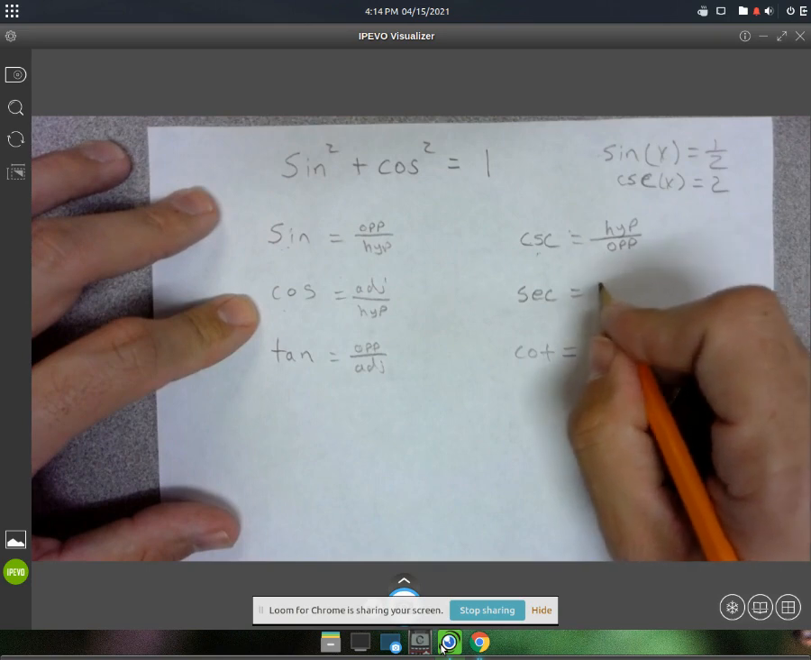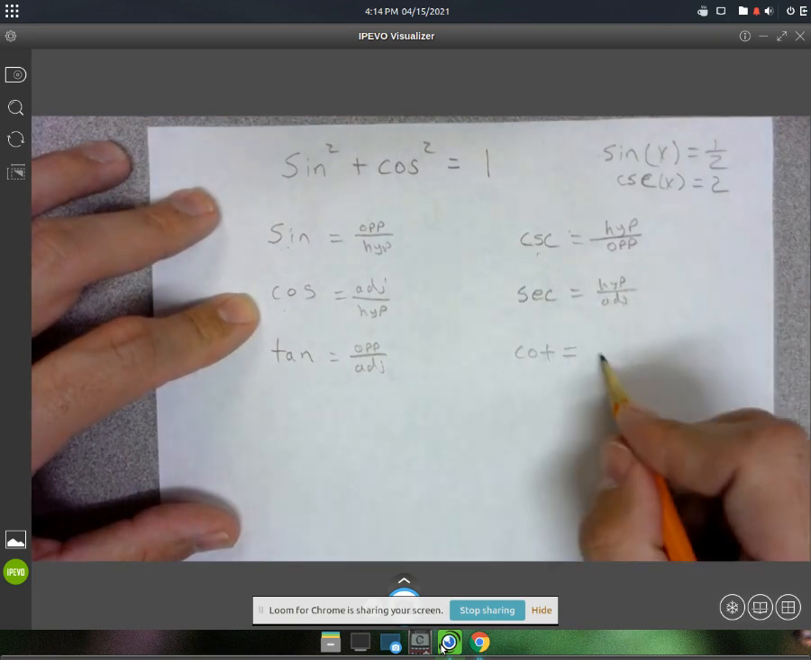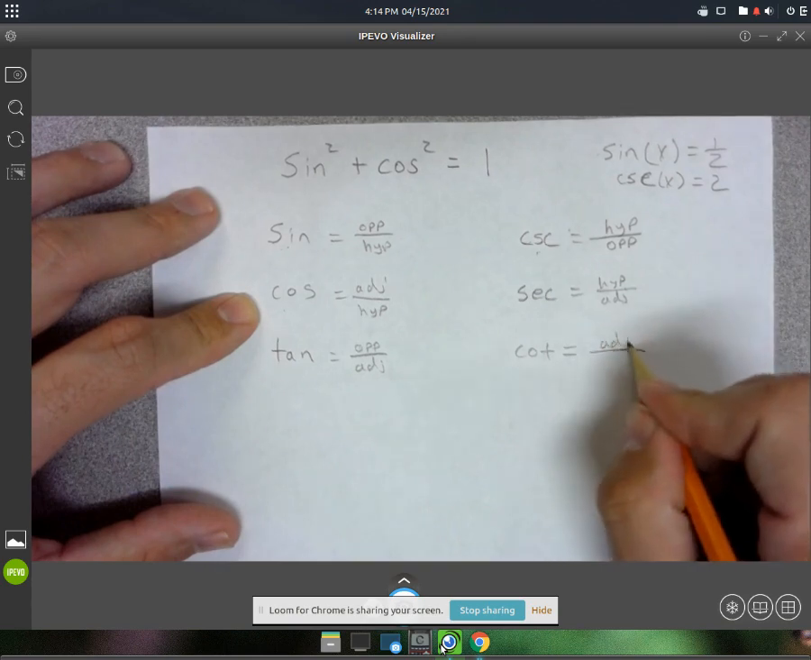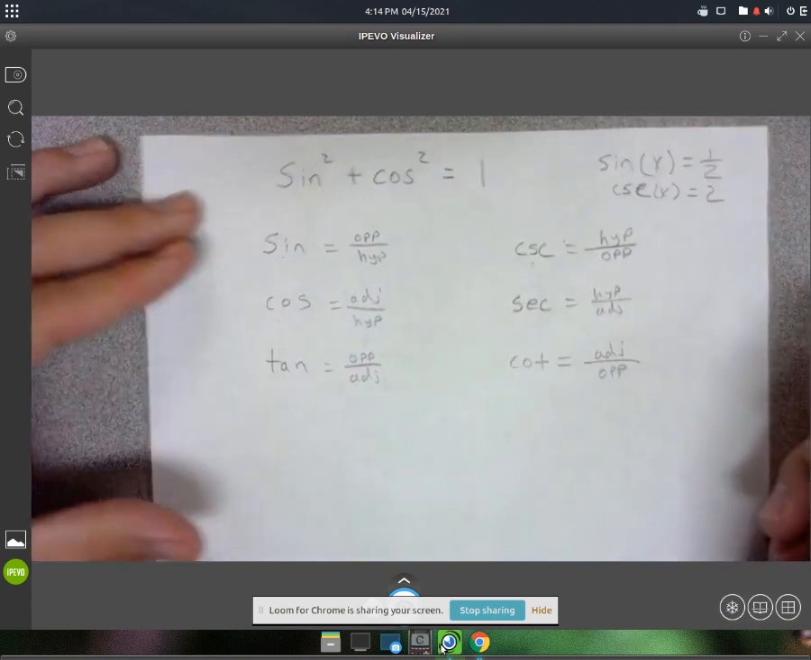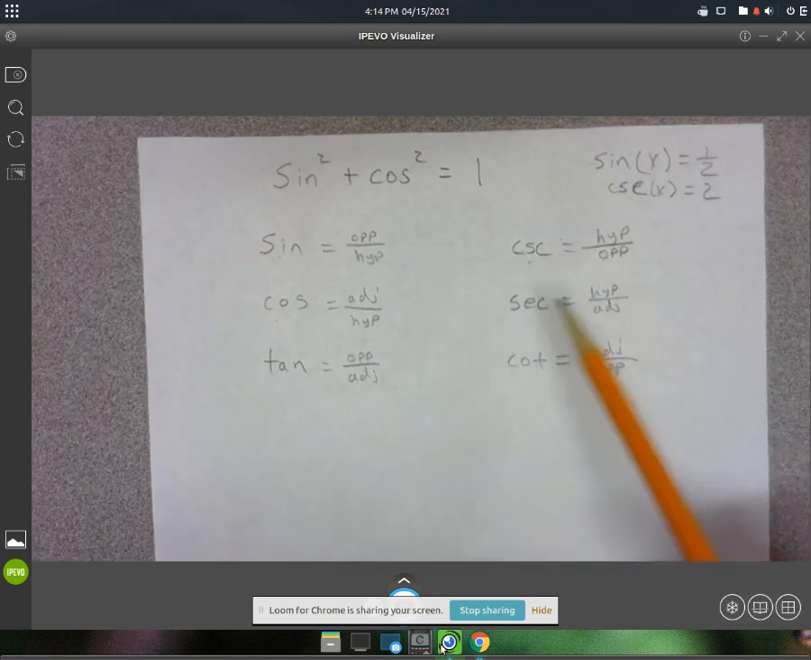And then secant would be the same idea, hypotenuse over adjacent. And then cotangent would be adjacent over opposite. Those are called the reciprocal trig functions, these three: cosecant, secant, and cotangent. Probably good. If you have questions, definitely ask them. I'll see if I can help you.